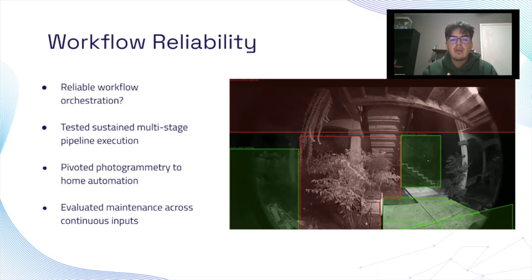This pivot let me evaluate not just one-time code generation, but ongoing pipeline maintenance across repeated inputs, iterative fixes, and long-running workflow behavior. So the main point of my section is about revealing an agent's reliability, orchestration, and the conditions required for consistent performance.